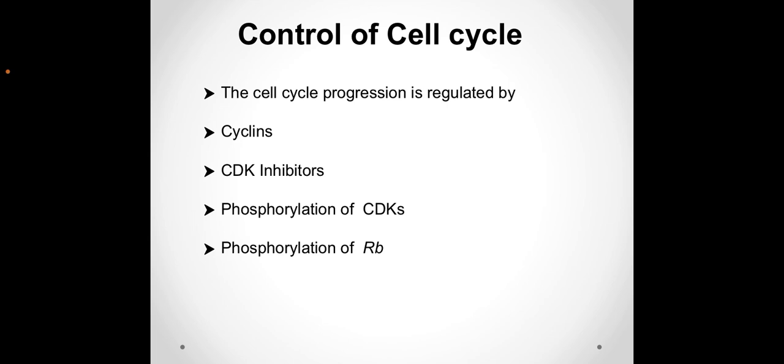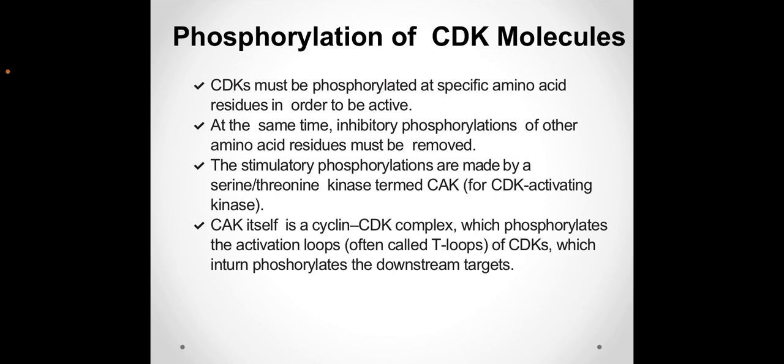Today we are going to discuss phosphorylations in detail. Phosphorylation of CDK molecules. CDK, you might be familiar with it. These are proteins, cyclin-dependent kinases. CDKs must be phosphorylated at specific amino acid residues in order to be activated. At the same time, inhibitory phosphorylations of other amino acid residues must be removed.